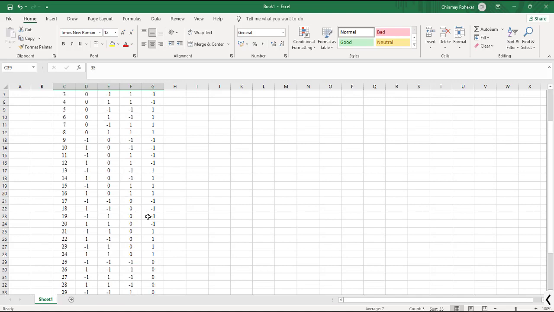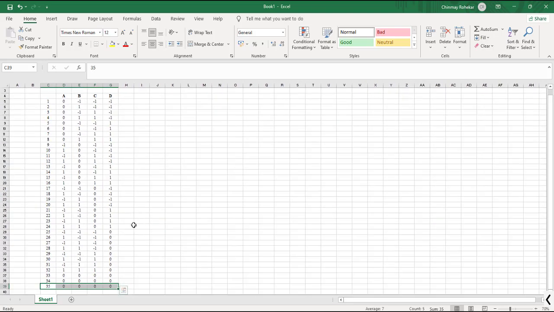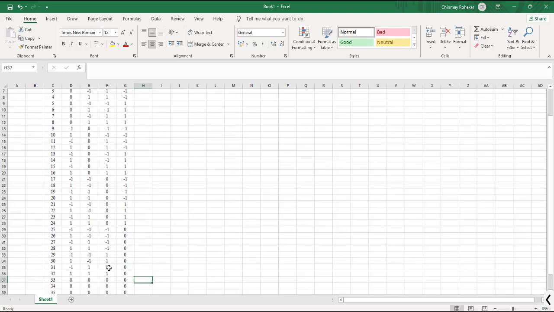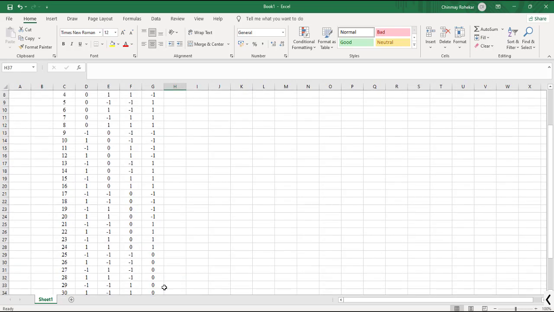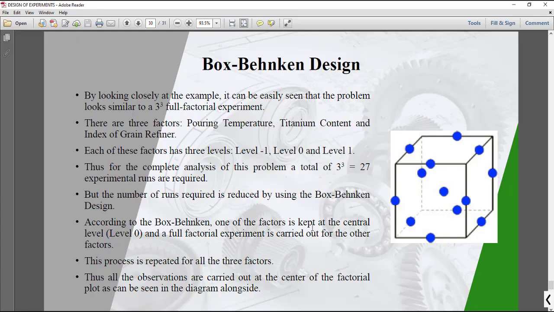Now, some of you might have a question: if Box-Behnken reduces the number of experiments, why don't we use Box-Behnken everywhere? What is the need for full factorial experimentation? See, there is a difference. Full factorial experimentation is used to identify the factors which have an effect on the output. There we cannot do a smaller number of experiments. If we do fewer experiments, we have seen there is confounding.